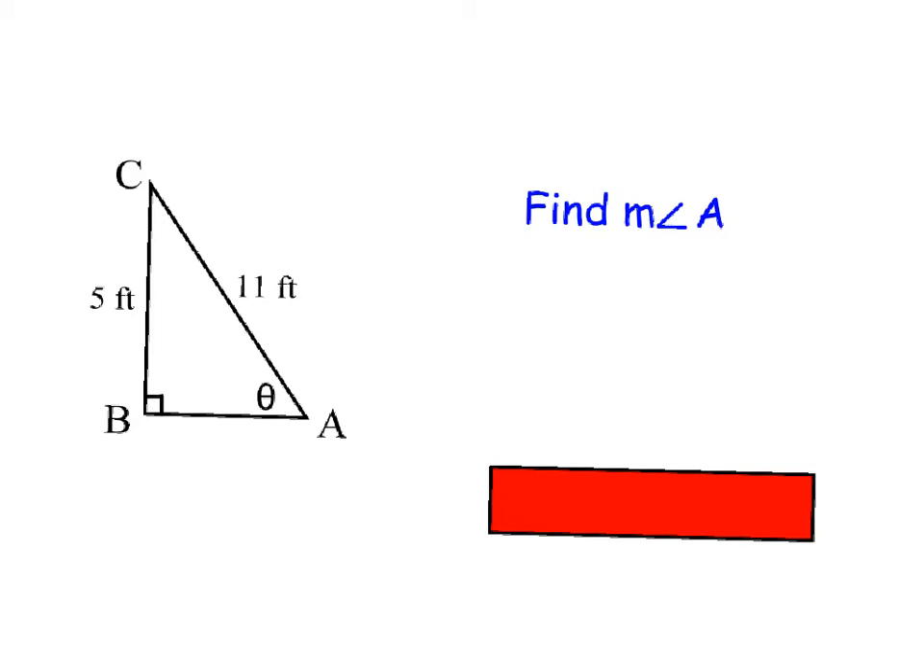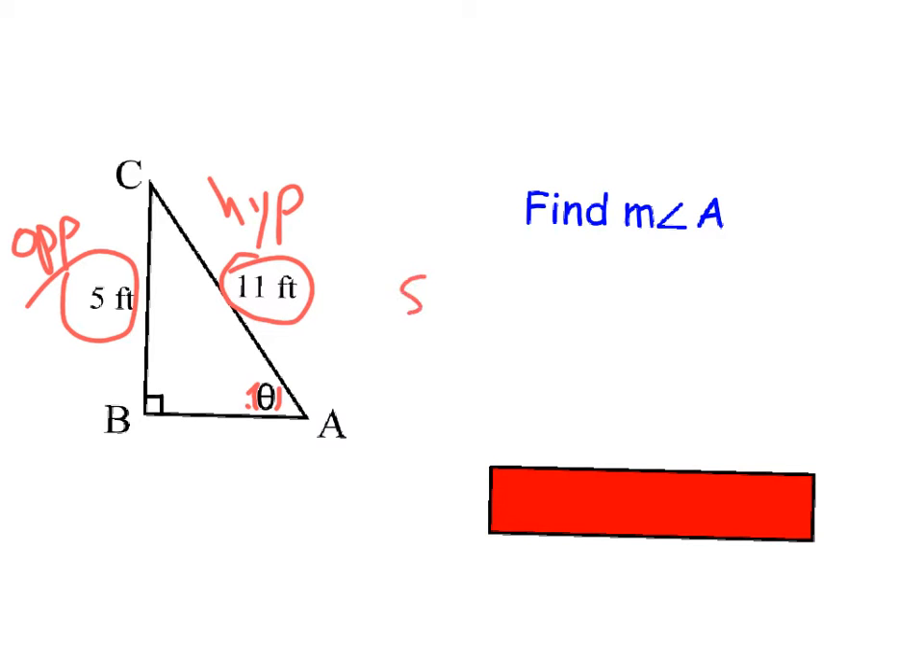So here's what you do. Notice what sides you have of your triangle. Remember, you're looking at it from where theta is. We want to see which sides we have. That one right there is opposite. That one right there is hypotenuse. So we have opposite and we have hypotenuse, and we want to find theta. The trig ratio that uses opposite and hypotenuse is sine. So we want to say sine of theta is equal to opposite over hypotenuse, or 5/11.